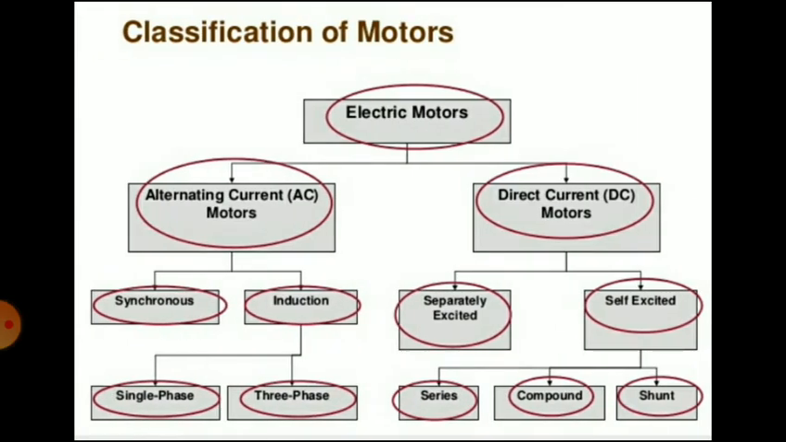Regarding classification of motors, electric motors are classified as alternating current, that is AC motors, and direct current, that is DC motors. So the two main categories of electric motors are AC motors and DC motors. AC motors are again subclassified as induction motors and synchronous motors, and DC motors are subclassified as separately excited and self excited.